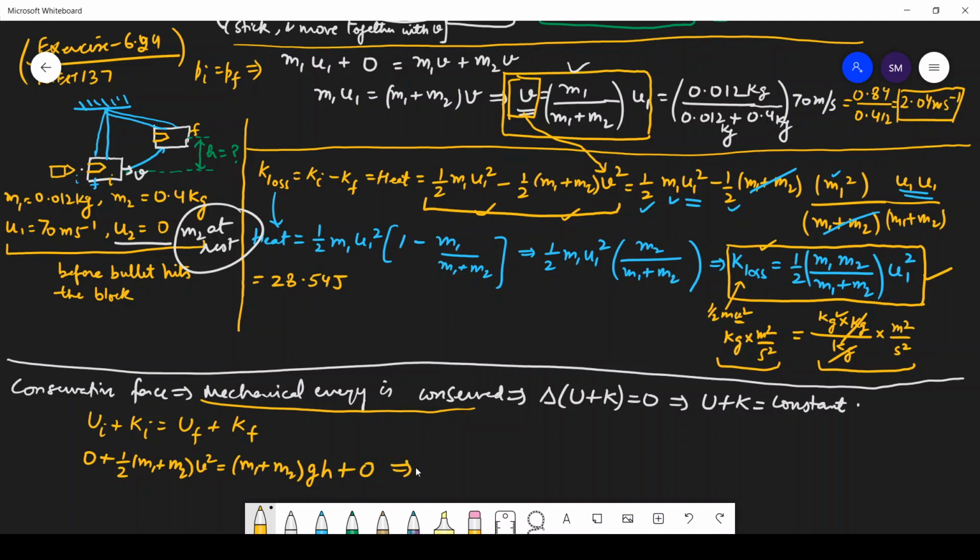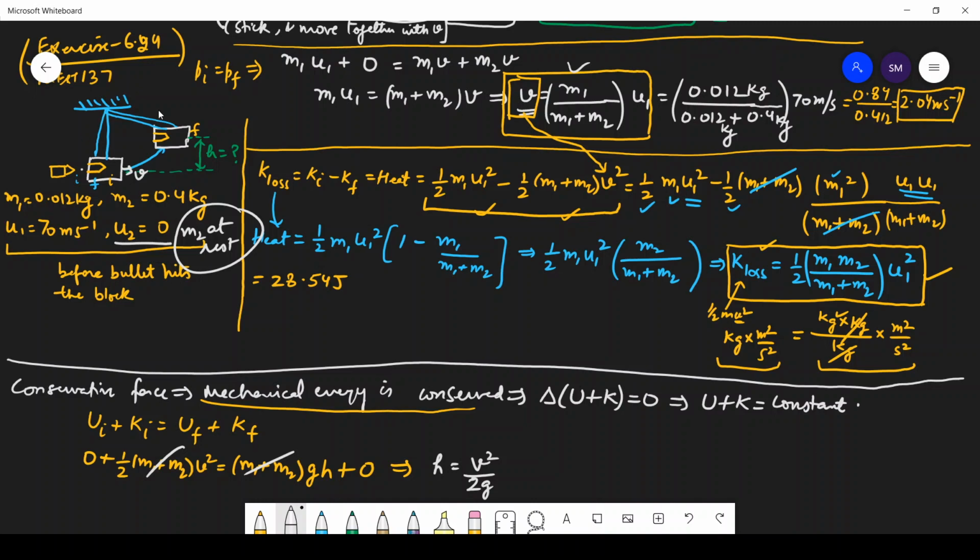Here also m1 plus m2 cancels out, and you will get height equals to, so g will go, so we get the maximum height is equal to v square upon, so this g will go along with 2, so height is equal to v square upon 2g.